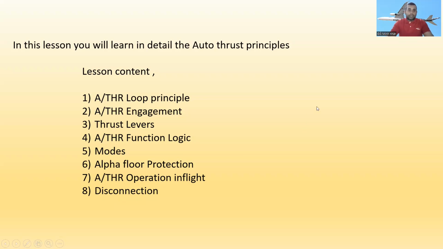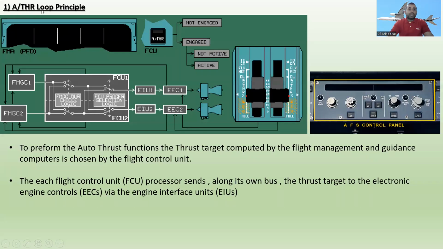All right, so the first one, auto thrust loop principle. You can see the flight mode annunciator over there on the PFD. This is the auto thrust push button in the flight control unit. And this is the thrust levers. To perform the auto thrust function, the thrust target computed by the flight management and guidance computer is chosen by the flight control unit.